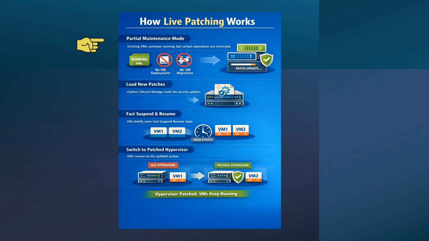However, certain operations are restricted. For example, we cannot deploy new VMs when we are using partial maintenance mode. We cannot perform vMotion migration from another host to this partially maintained host. So the host becomes stable for patching, but is still running some workloads. Think of it like putting a server into a controlled state, not fully offline, but with some restrictions.